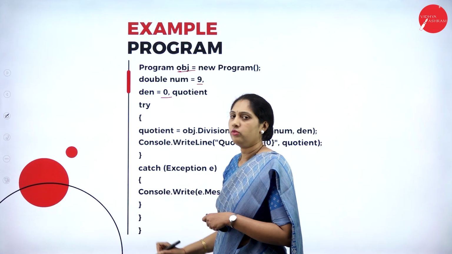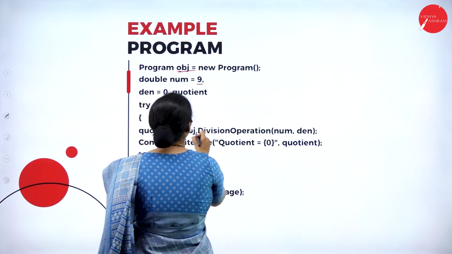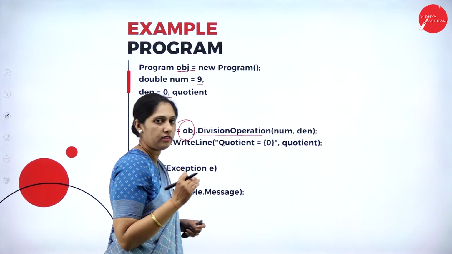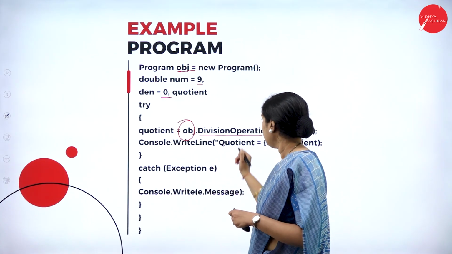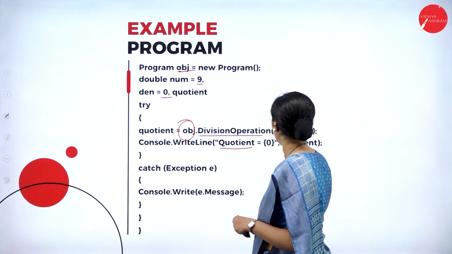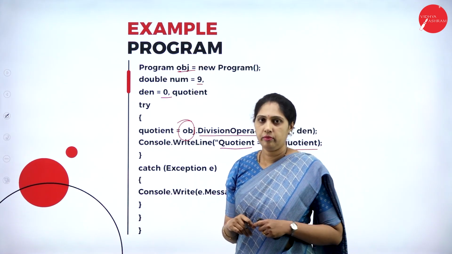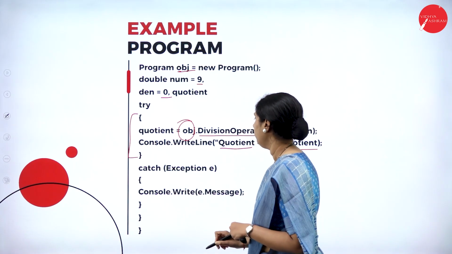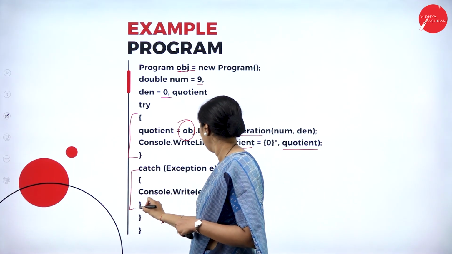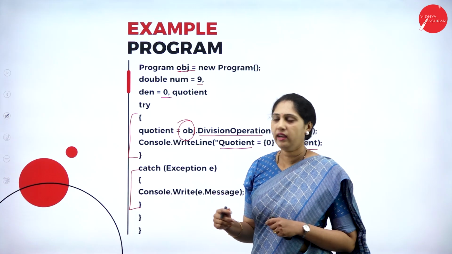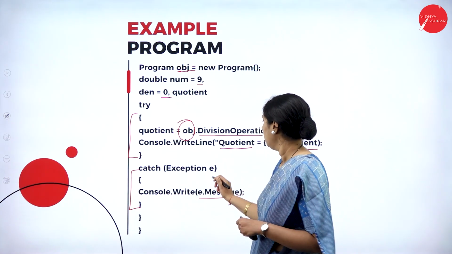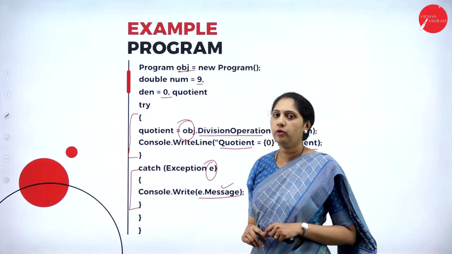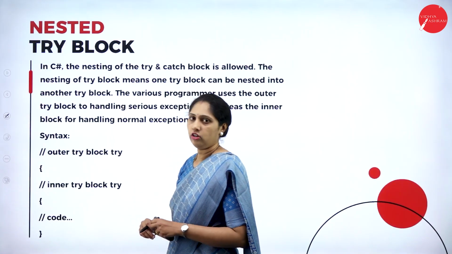In the try block, we'll create the object and call this division operation, which is a method. Next, in the console.write line, we are taking the quotient variable. This is inside the try block. Now, we'll write inside a catch block. In the catch block, we are printing the message from the exception, e.message. This is a property.